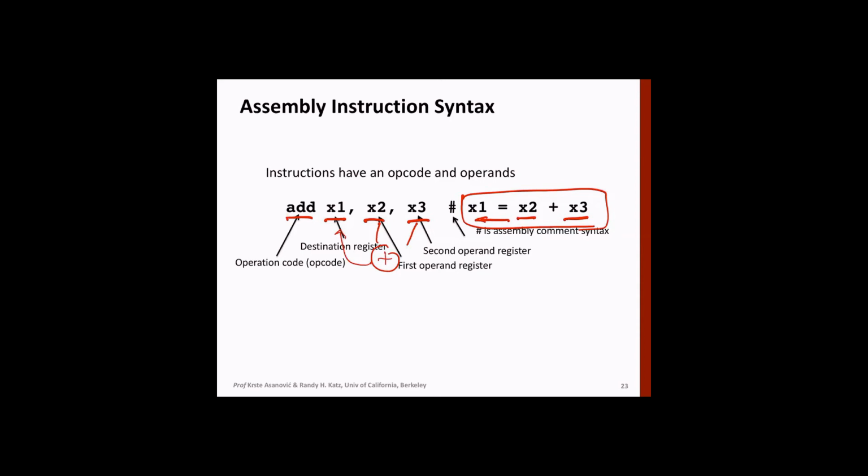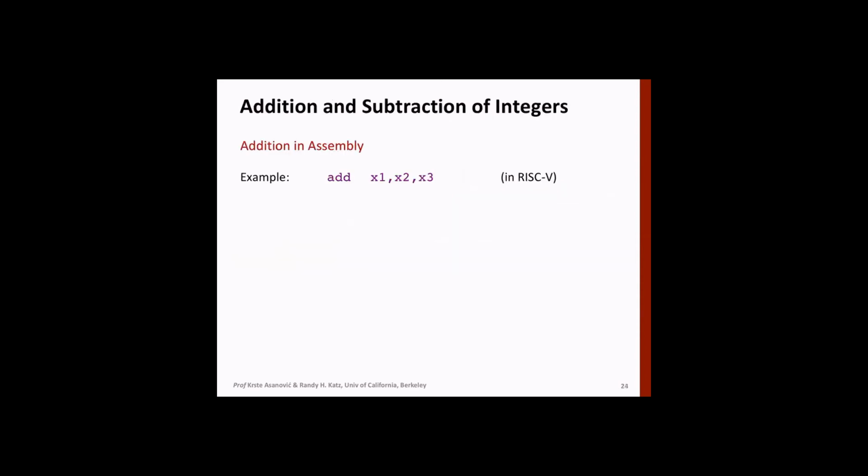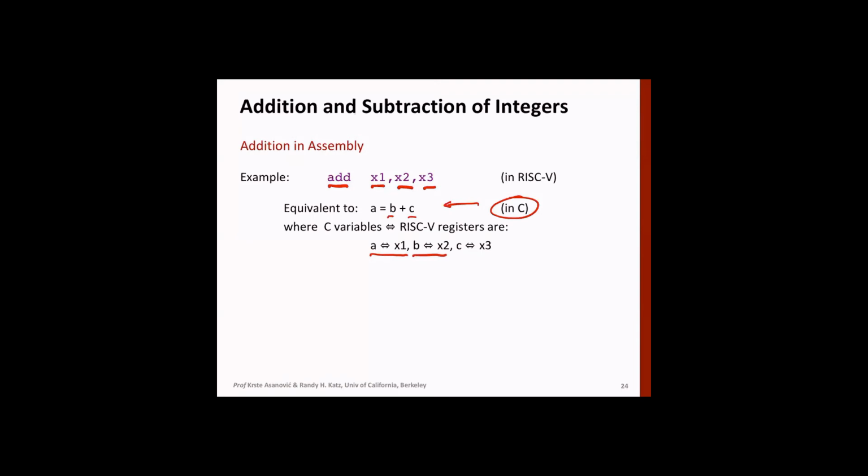Okay, all right. So we can do addition in the following way. We have an instruction called add. So we can do add x1, x2, x3. The semantics is, in C, the corresponding instruction is A is equal to B plus C. Here register x1 corresponds to A, register x2 corresponds to B, and x3 corresponds to C.